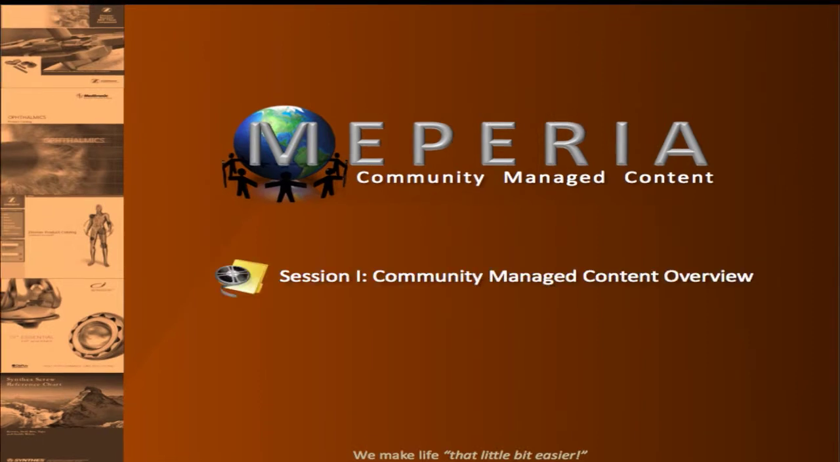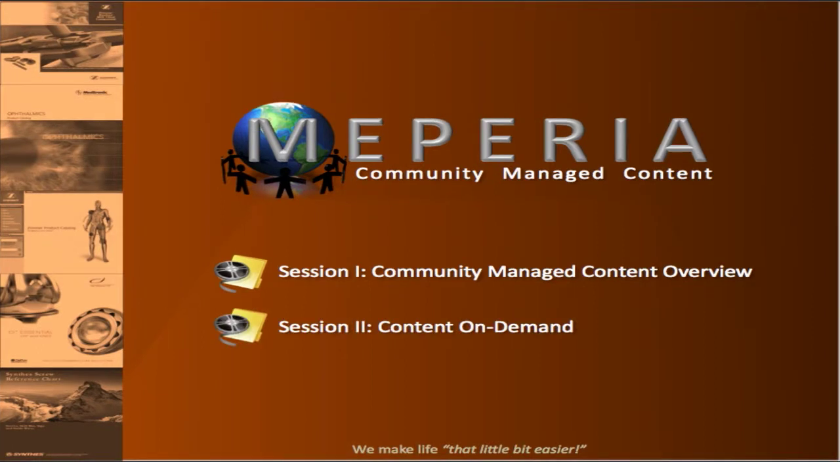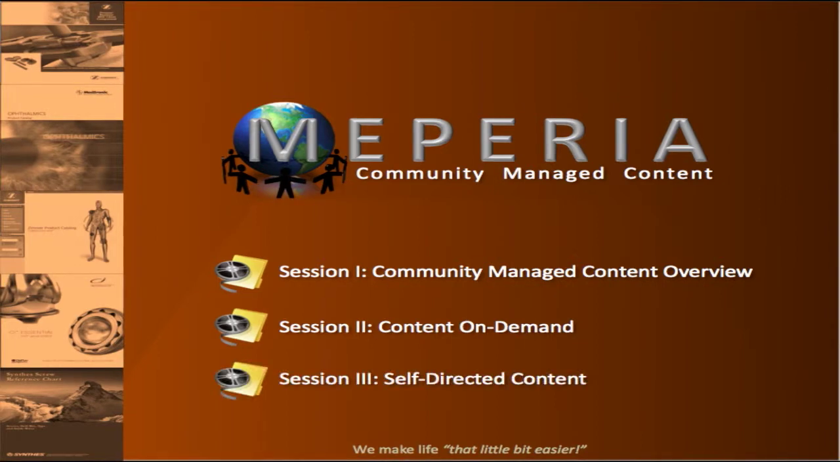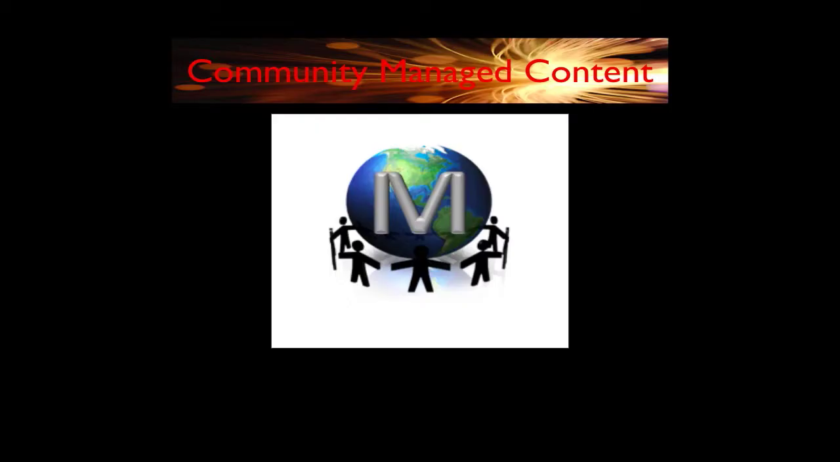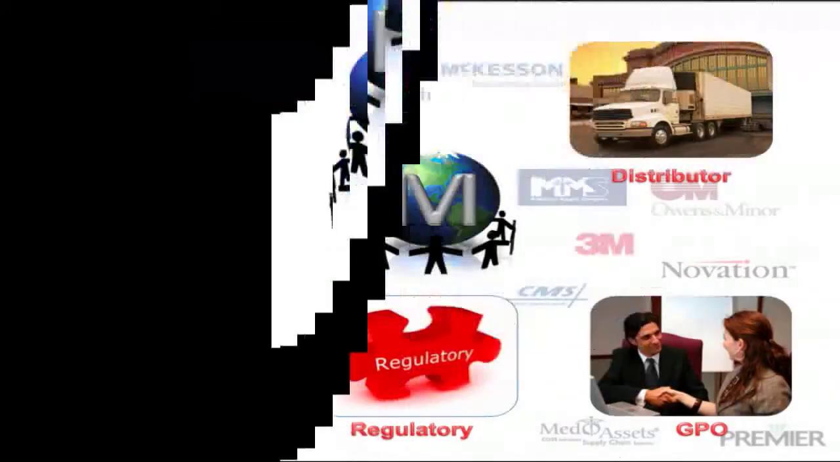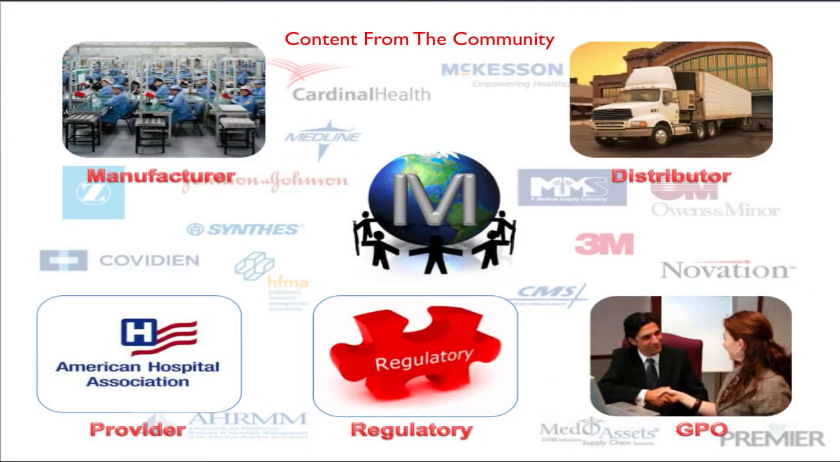Part 1 gives a general overview of MEPERIA's content offering and why we call this community managed content. Part 2 goes into more detail about content on demand, and Part 3 provides more detail on self-directed content. The MEPERIA community contains rationalized information from all participants of the supply chain, including manufacturer, supplier, GPO, provider, and regulatory agencies such as CMS. We have developed sophisticated patent-pending software that allows us to absorb this information and consistently structure it so it's useful to our customers.